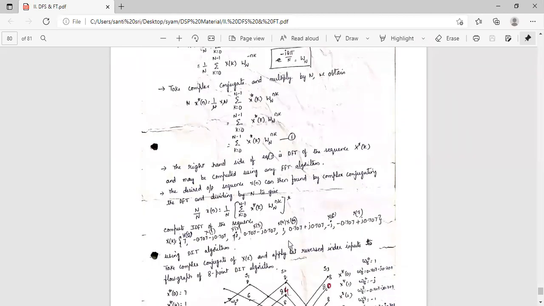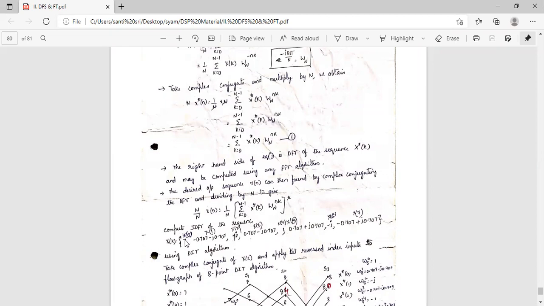So the right hand side of equation number 1 is DFT of the sequence x star of k and may be computed using any FFT algorithm. The desired output sequence x of n can then be found by complex conjugating the DFT and dividing by n, to give x of n equal to 1 by n into sigma k equal to 0 to n minus 1 x star of k into w n power n k whole star.